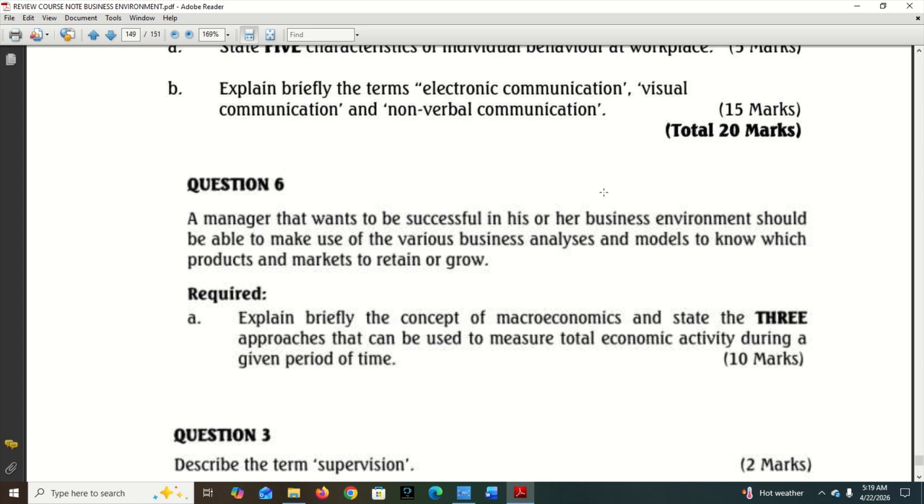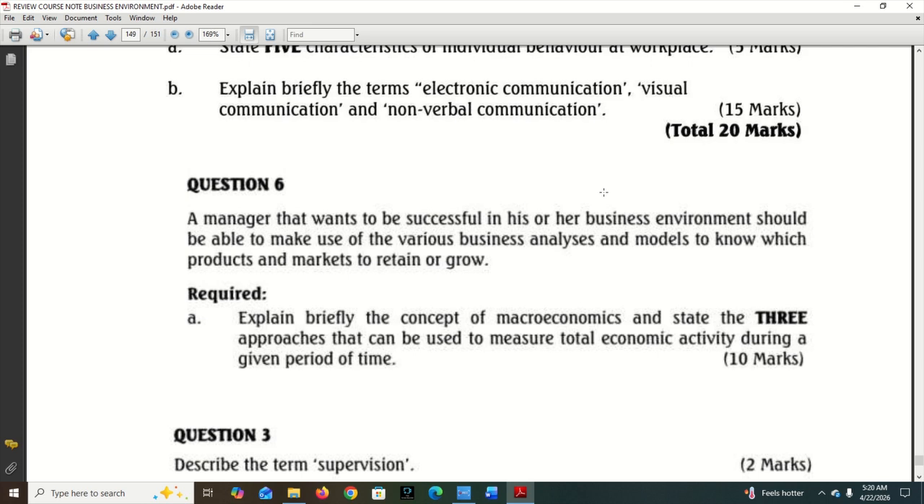10 marks. Now, let me teach you how to approach questions like this in an exam. The first thing you look at, besides the requirement, is the allocation of marks. This is 10 marks. Note that they said explain briefly the concept of macroeconomics, meaning that answer will get you around a mark. The three approaches, stating them, will give you 3 marks each. So we need to explain macroeconomics and at the same time state the three approaches.